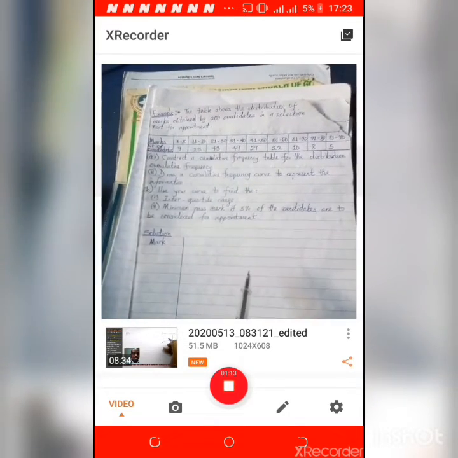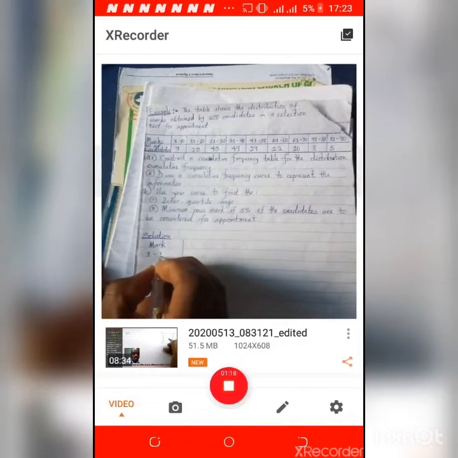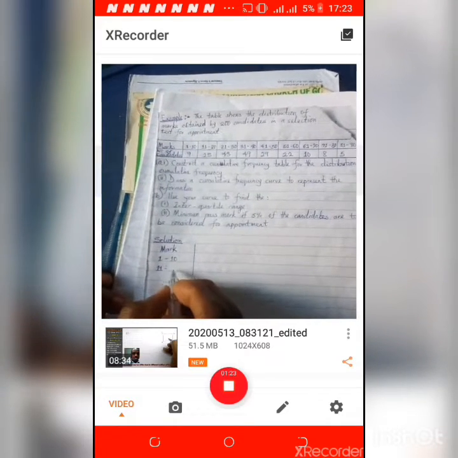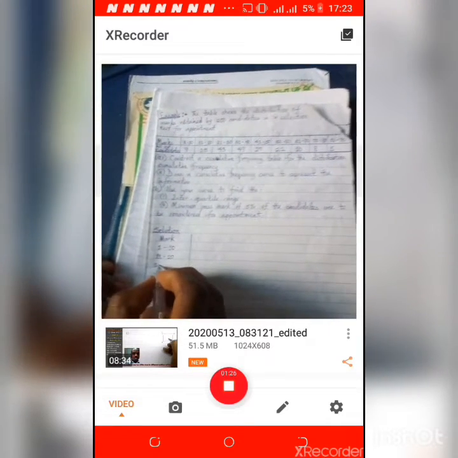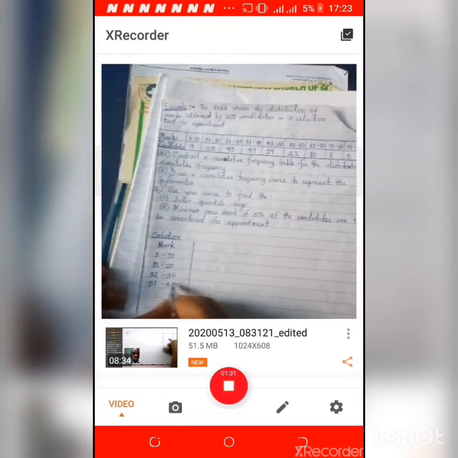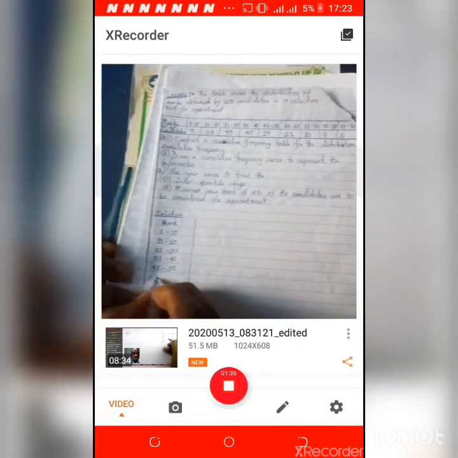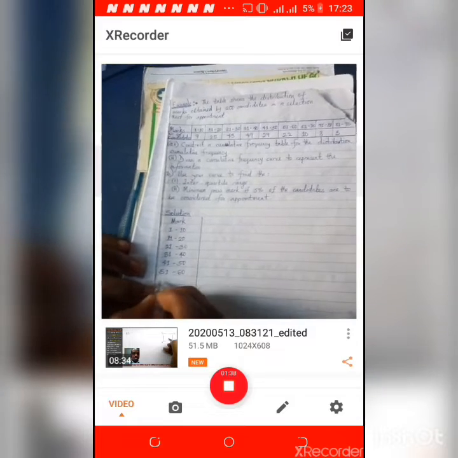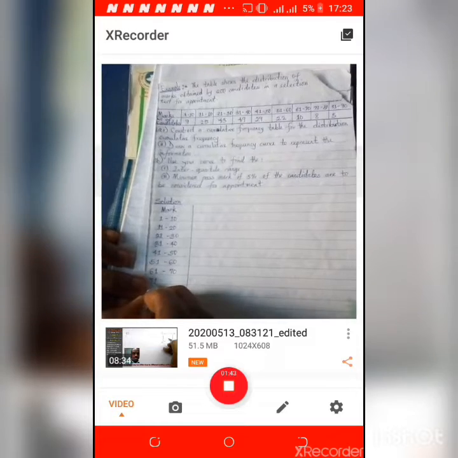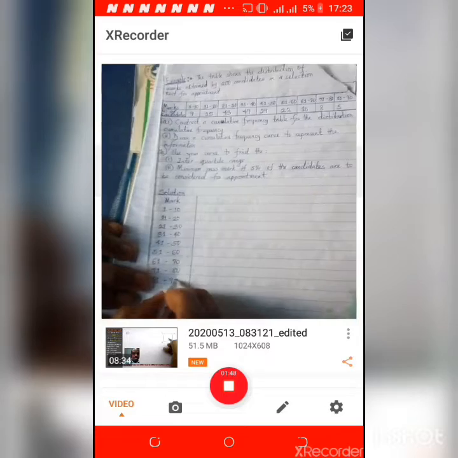The mark stands for the class interval, which we have 1 to 10. That's the first one. We have 11 to 20. We have 21 to 30, 31 to 40, 41 to 50, 51 to 60, 61 to 70, 71 to 80, 81 to 90. Okay, that's where we'll stop on that.